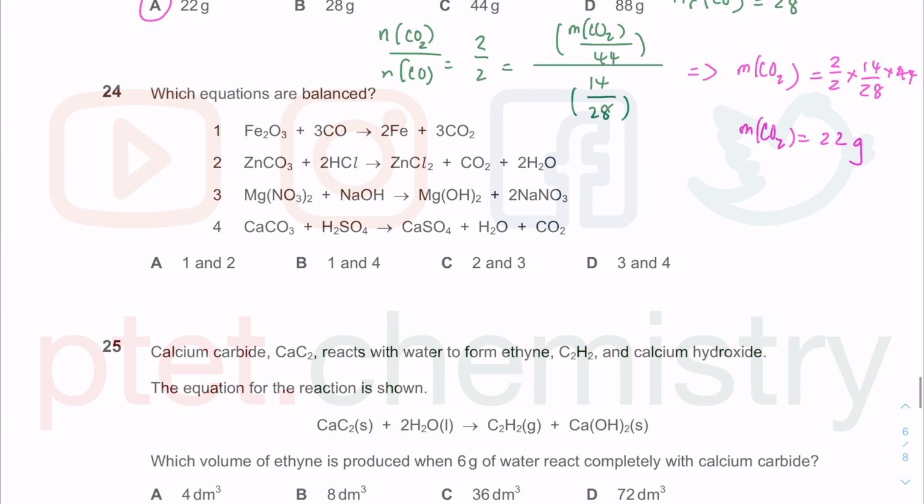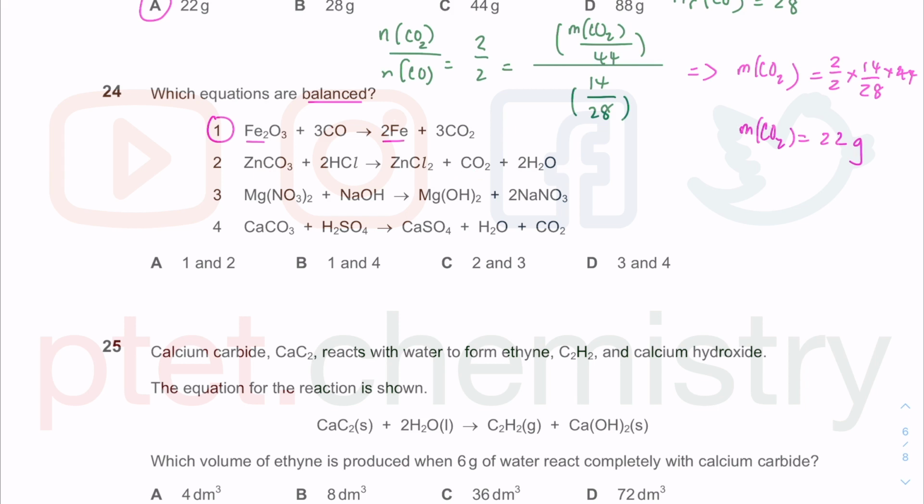Question 24, balancing equation. So let's check very quickly. They're looking for which equation is balanced. You got 2 iron, you got 2 iron. You got 3 oxygen, you got 3 times 1, so you got 6 oxygen. 3 times 2 is 6 oxygen. 3 carbon, 3 carbon. This equation is balanced. You got 1 zinc and 1 zinc. You got 2 Cl and 2 Cl. You got 1 carbon, 1 carbon.